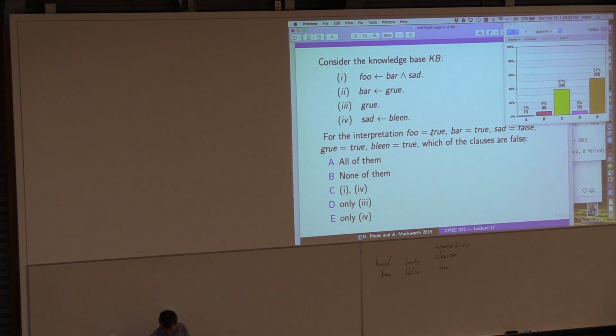E. Okay, so E is false because we have the head is false and the body is true. And then the rule is false.